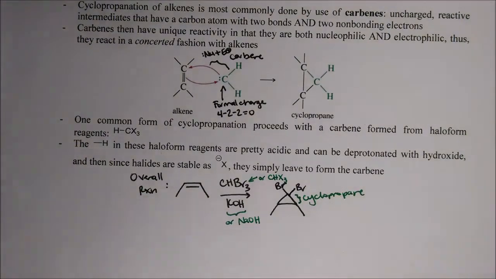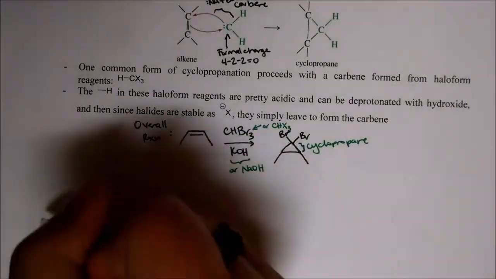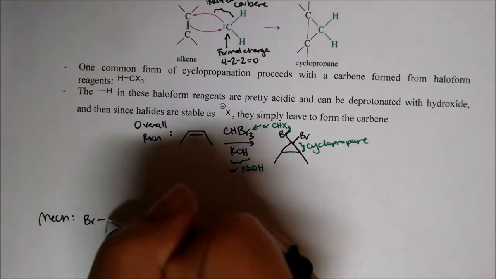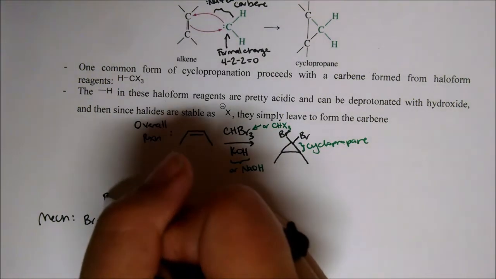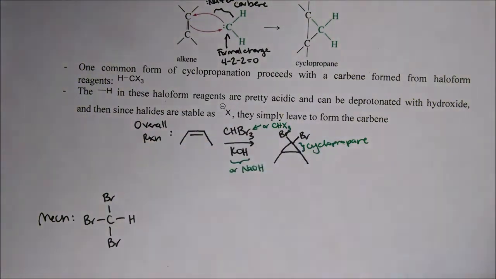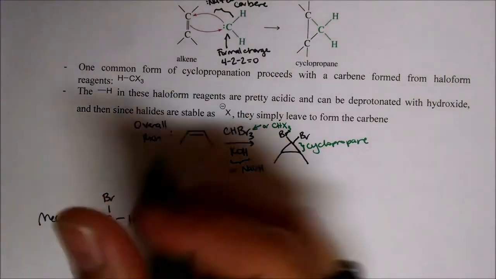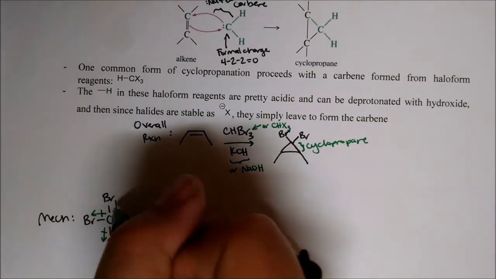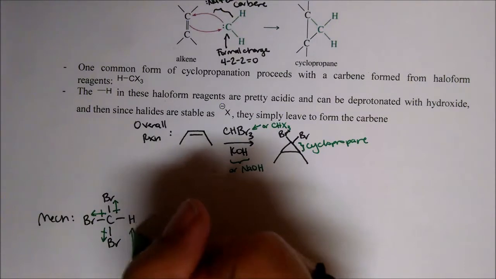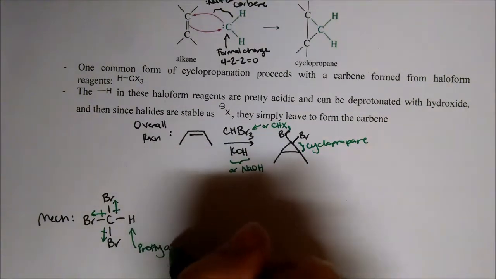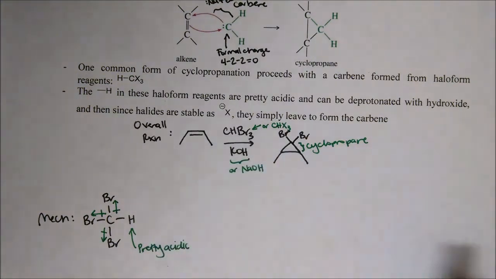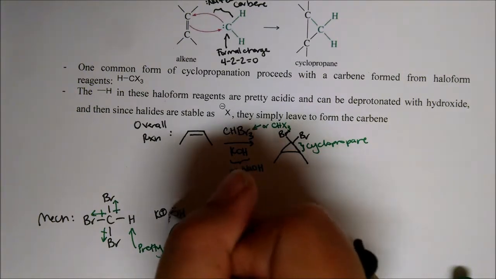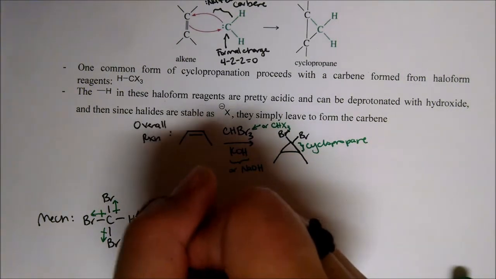Alright, how does this work? It's a pretty cool mechanism. First up, we have to form the carbene, and we do that with the haloform reagent. Like I was saying, all these halogens pull electron density away from that carbon and leave that hydrogen pretty acidic. So this guy is now pretty acidic, and when we throw in our KOH, our nice good base, it can go and deprotonate that H.